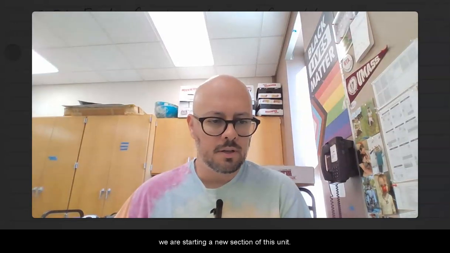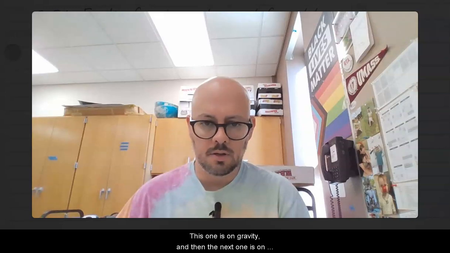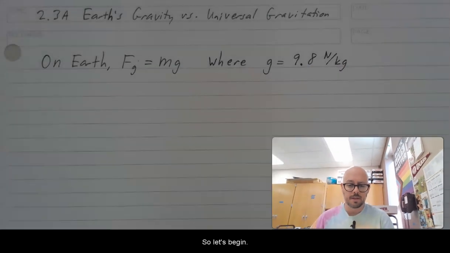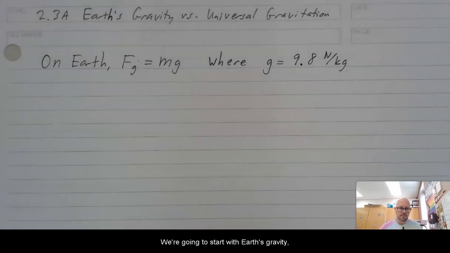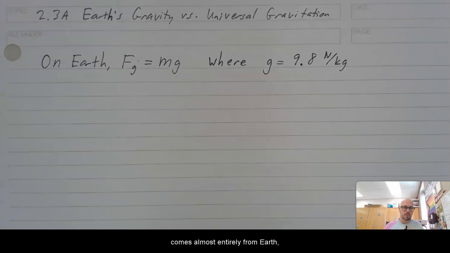All right, folks, we are starting a new section of this unit. This one is on gravity, and then the next one is on the normal force. So let's begin. We're going to start with Earth's gravity, because that's what we know. On Earth, the gravity that we experience comes almost entirely from Earth. And we'll explain why that is later.